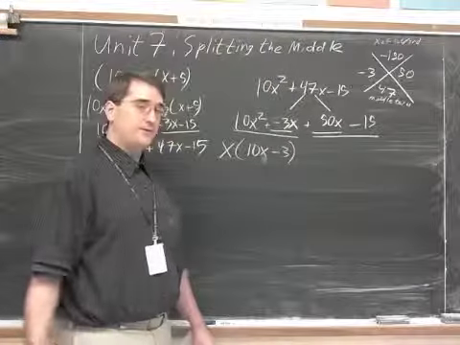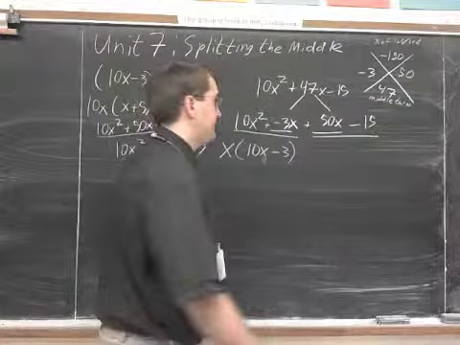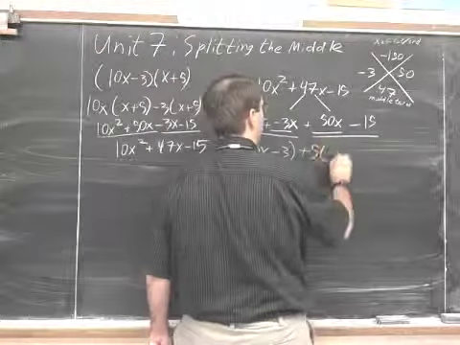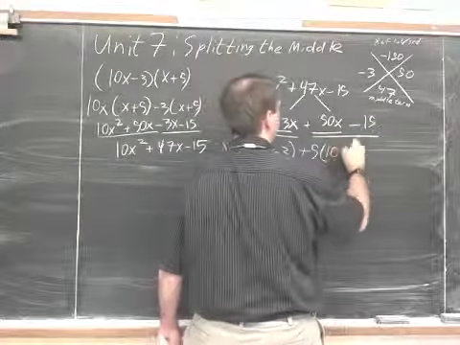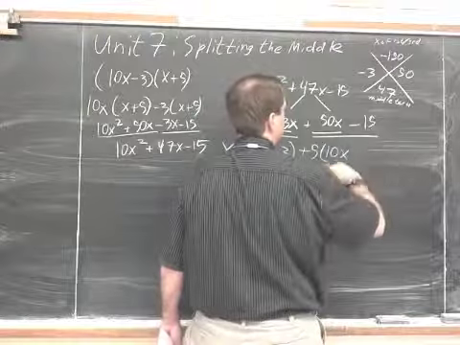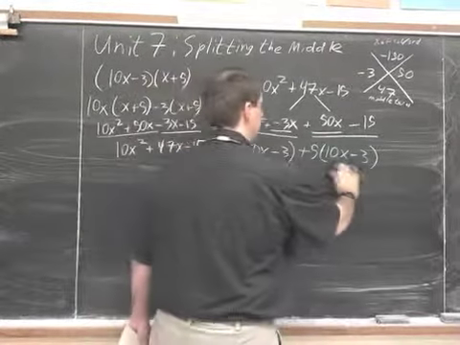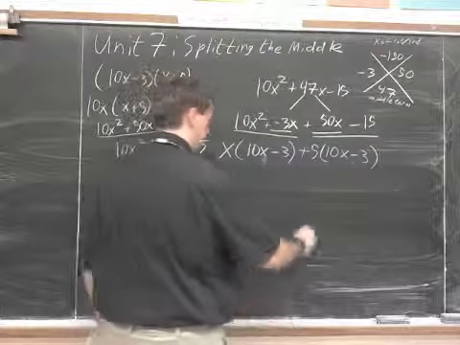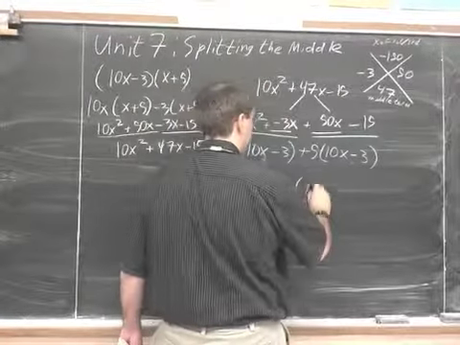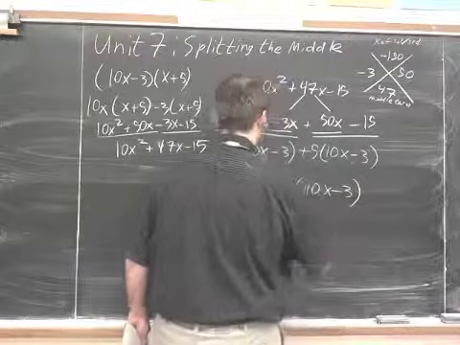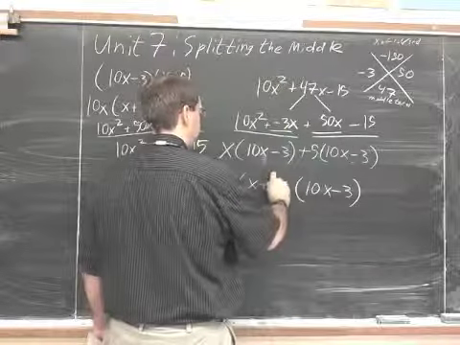The only thing that those two terms have in common is a 5. So plus 5. 50x divided by 5 is 10x. Negative 15 divided by 5 is negative 3. And so there we go. 10x minus 3, 10x minus 3. Those come together as one polynomial. And then the x plus 5 is the other.